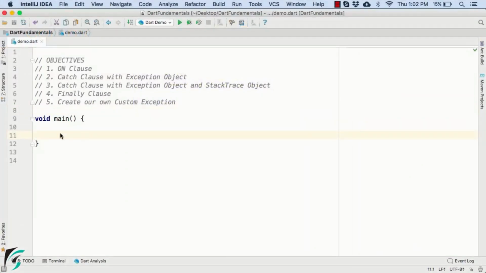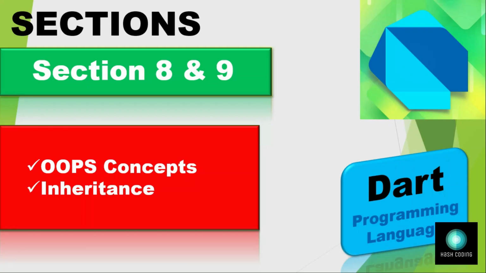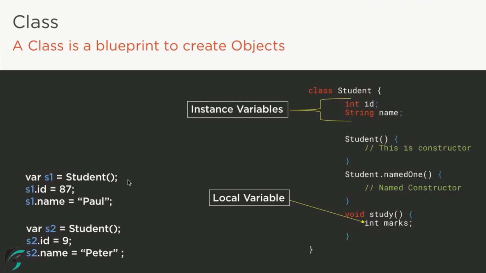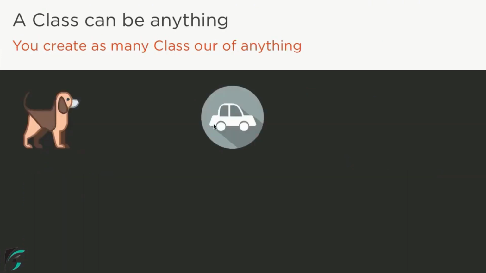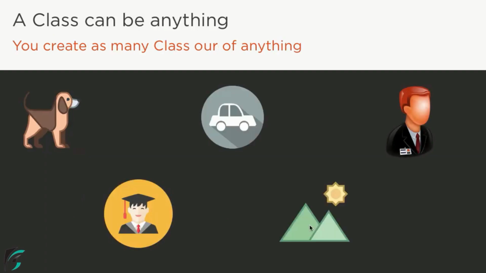Then finally, in section 7, you will explore how to handle exceptions and make your code robust in Dart. In the next sections, 8 and 9, we will dive into the core programming concepts of Dart, such as object-oriented concepts. This includes getter and setter, special types of constructors present in Dart, and also how to implement inheritance in Dart.